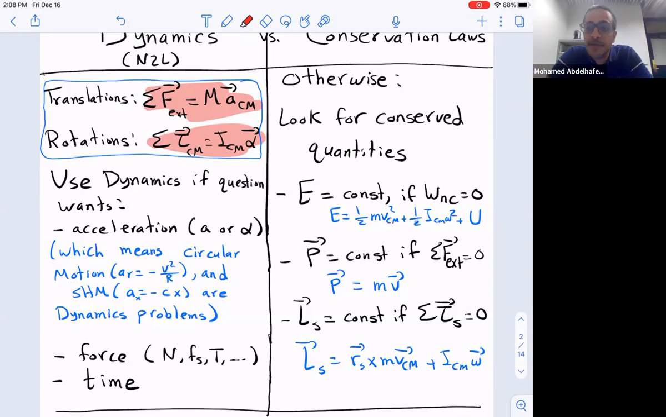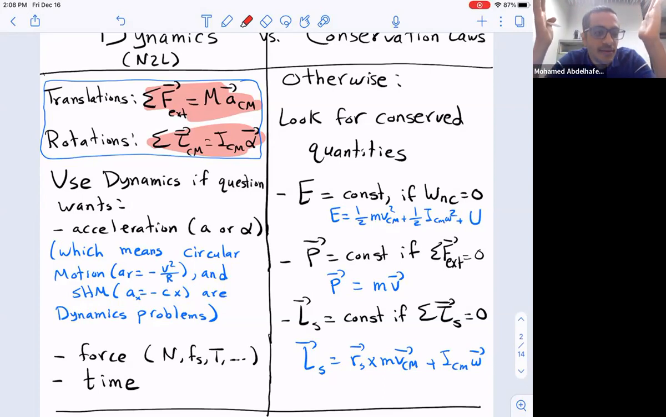That's a dynamics problem because time is only involved when you find the acceleration first and then you integrate it, like you do kinematics with it. By integrating the acceleration, that's where time shows up. So time is the integration of the acceleration. Anything involving time, force, acceleration is dynamics. Other than that, if the question doesn't want any of these dynamical quantities, you go to the other side and you say, okay, this is a conservation law problem.